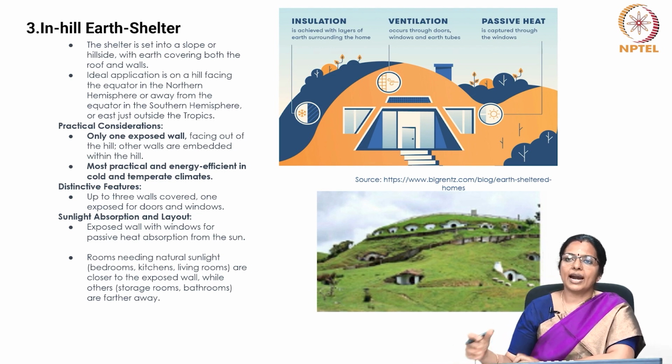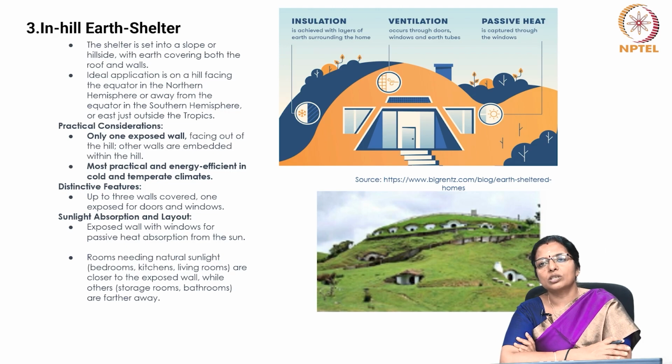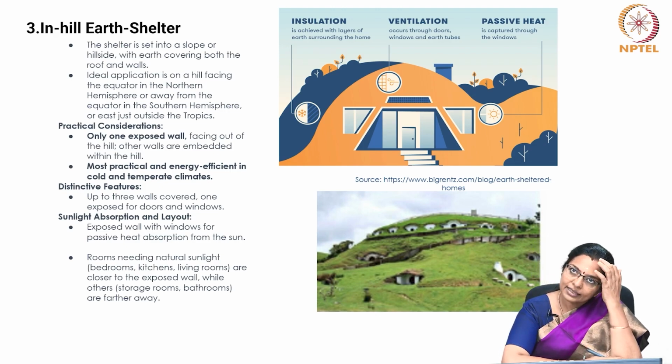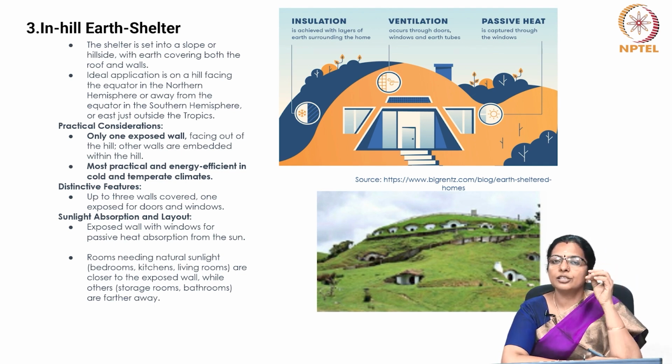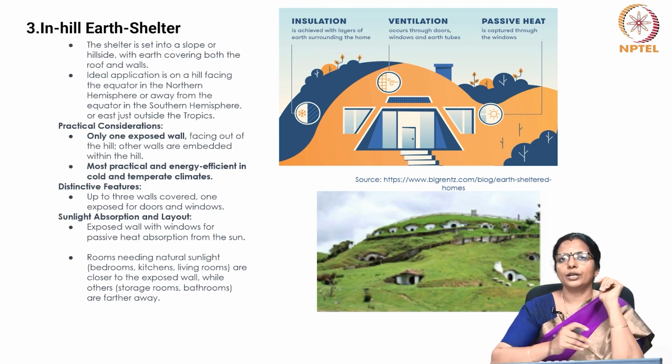Sunlight absorption and layout: the exposed wall with windows can bring in passive heat with absorption from the sun. Rooms needing natural sunlight such as bedrooms, kitchens, and living rooms are closer to the exposed wall, while other rooms like storage areas or bathrooms are farther away. Again, this kind of in-hill earth shelter has issues of condensation or mold in areas that are very damp and humid.